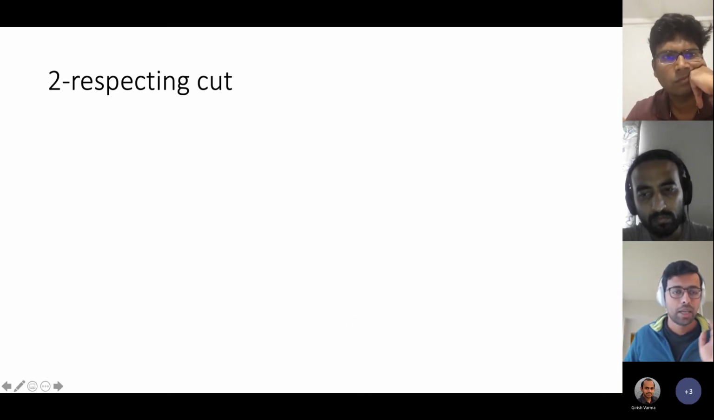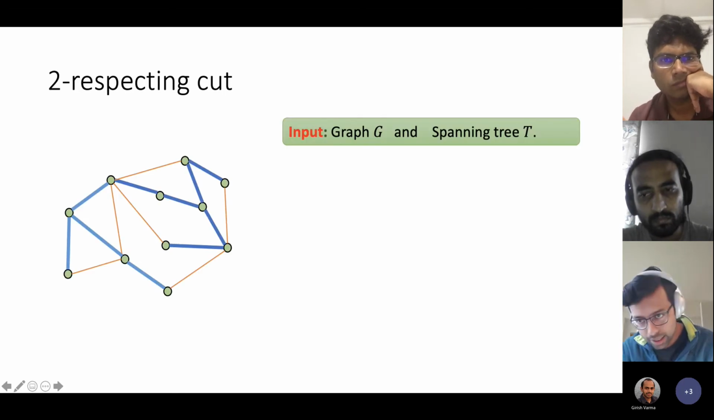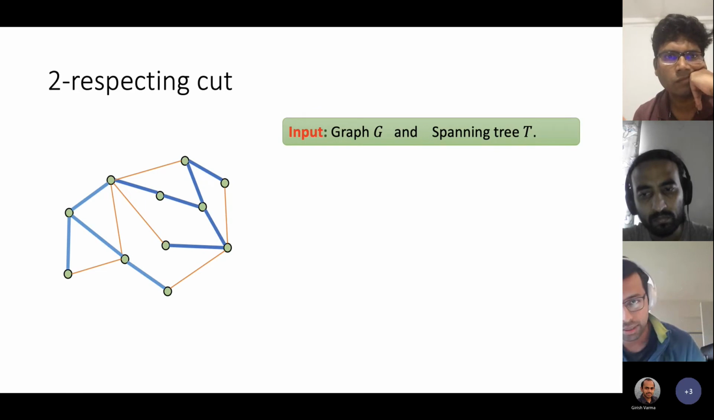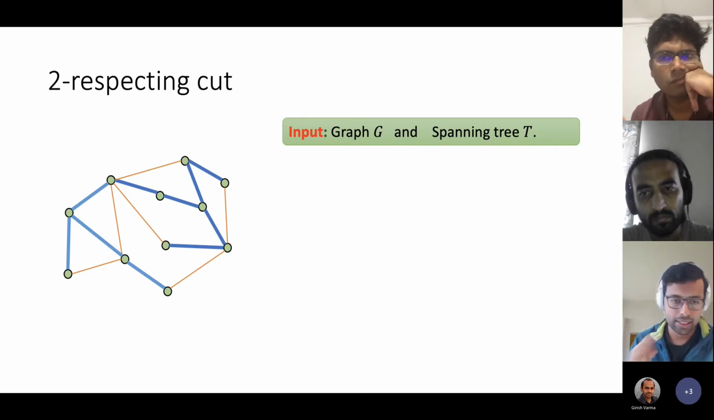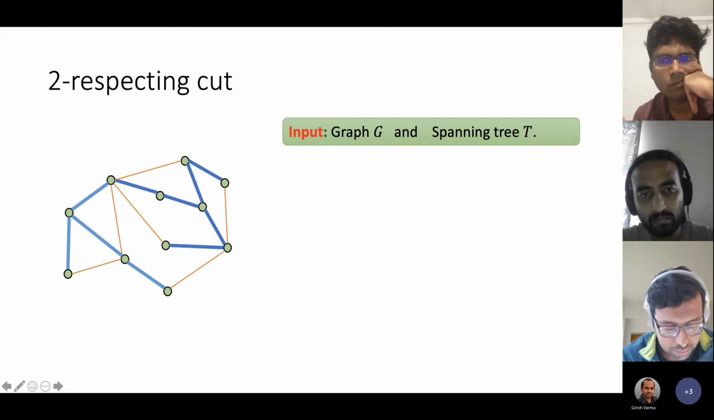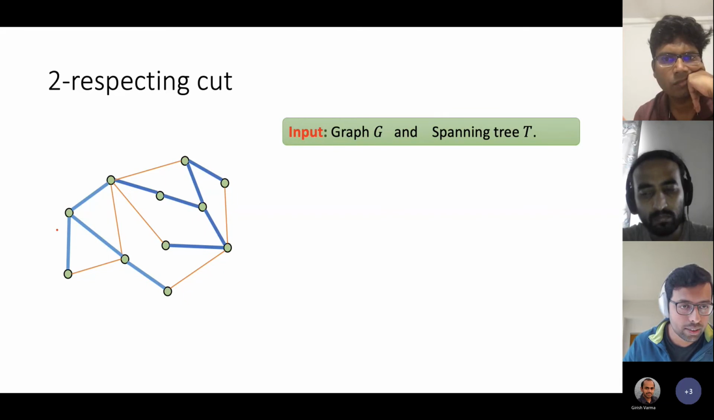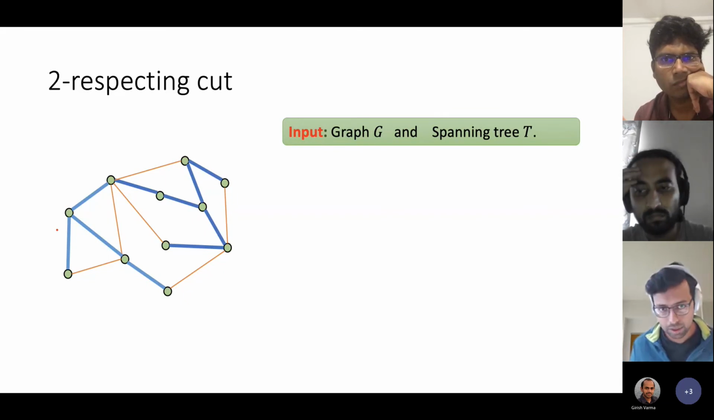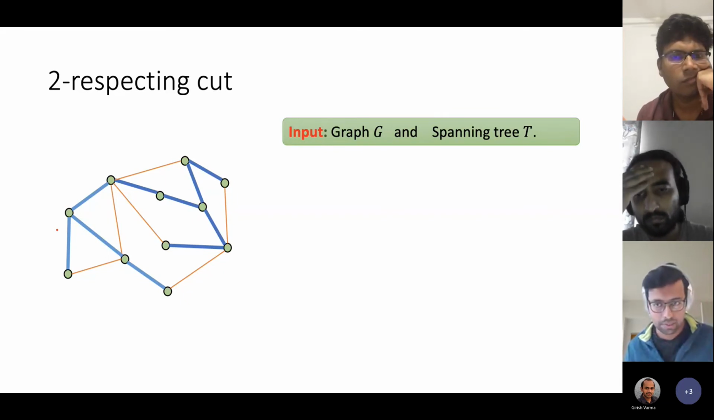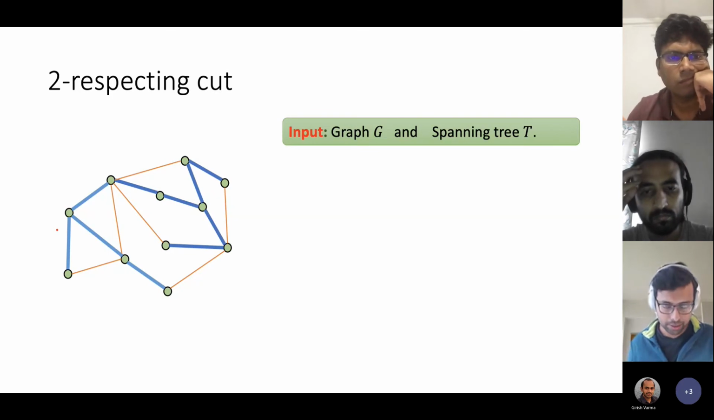Okay, so at this point, let me introduce a different problem, which is very related to the min-cut problem. This is called the two-respecting min-cut problem. So what is the input? As before, it's a graph, but now there is an additional input, which is a spanning tree of that graph. In this picture, these blue edges represent a spanning tree. So you're given a graph and you're also given a subset of edges which forms a spanning tree.